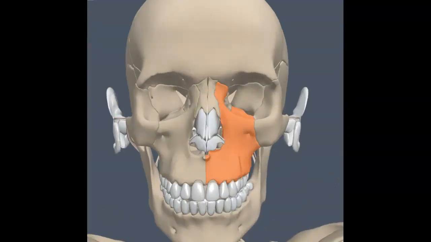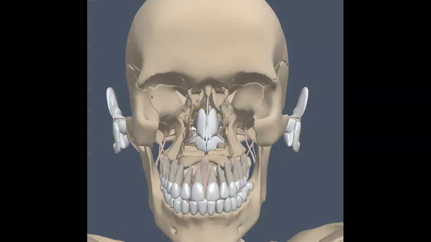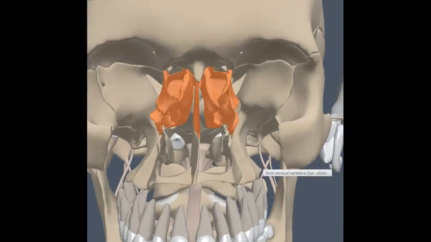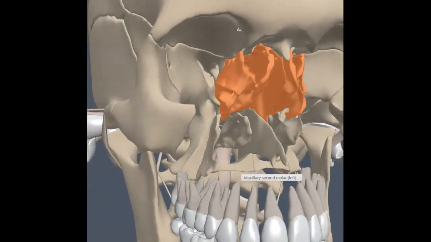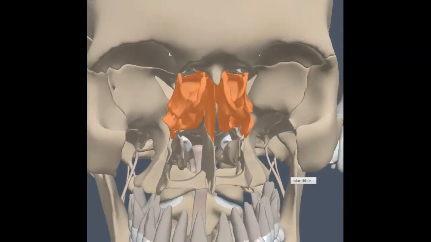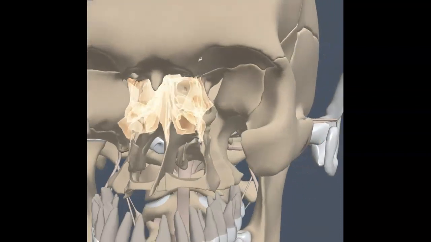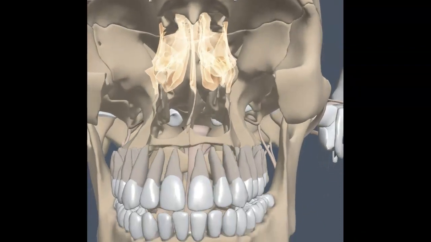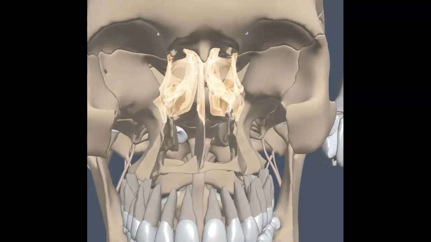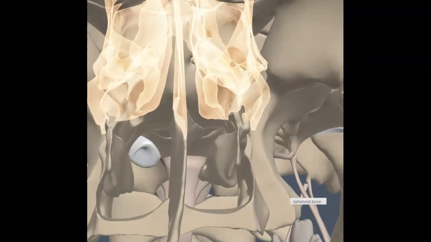The ethmoidal sinuses are going to be tougher to see because of the deep location of the ethmoid bone. Here we can see the single ethmoid bone that spans the distance between the 2 orbits. Let's make the ethmoid bone transparent so we can see the numerous ethmoidal sinuses, or as they're called, ethmoidal air cells contained within the bone, all continuous with the nasal cavity.